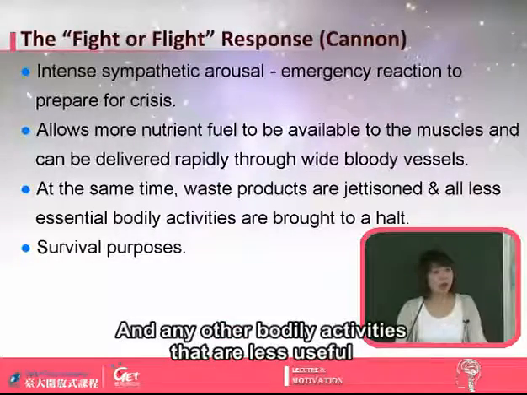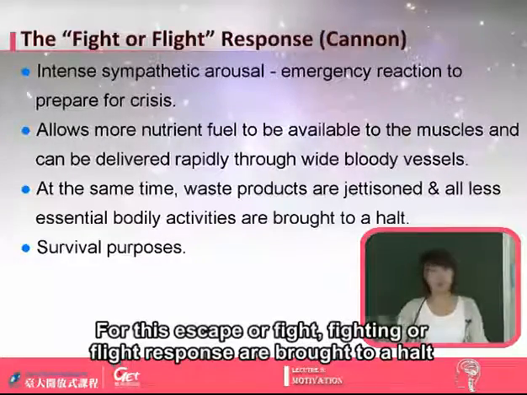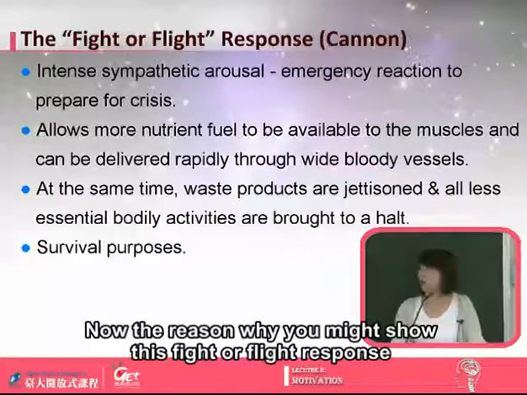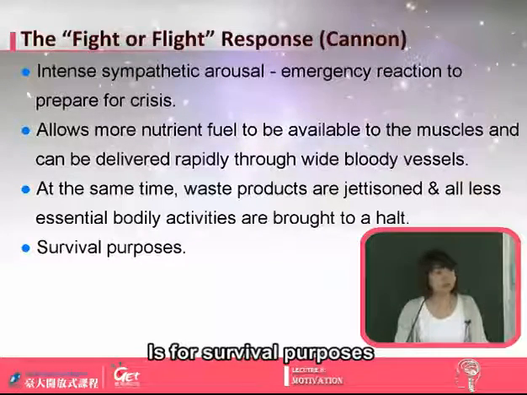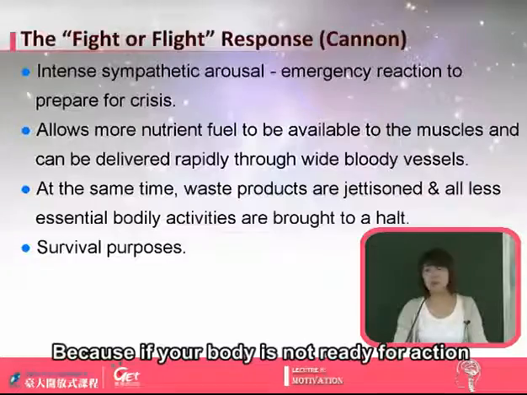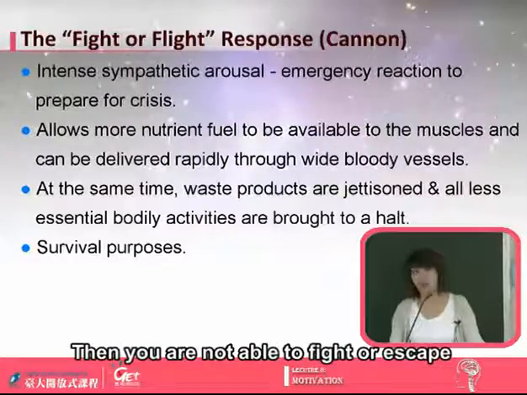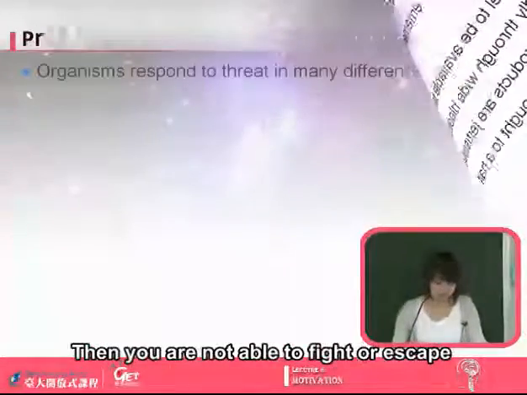And any other bodily activities that are less useful for this escape or fighting or flight response are brought to a halt. Now, the reason why you might show this fight or flight response is for survival purposes. Because if your body is not ready for action, then you are not able to fight or escape.